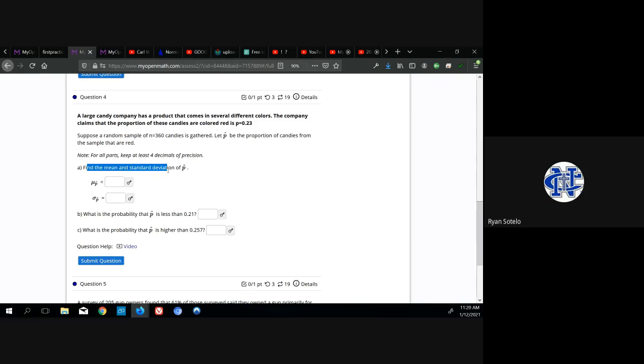Find the mean and the standard deviation of the p hat. So the mean is going to be your proportion. Your standard deviation should be that thing times its complement divided by the square root of the sample size. That's your sigma p hat.